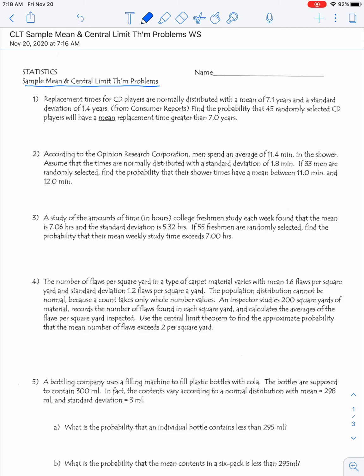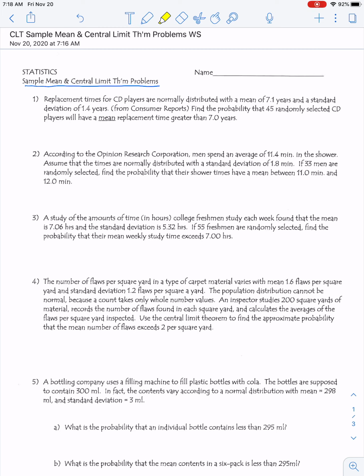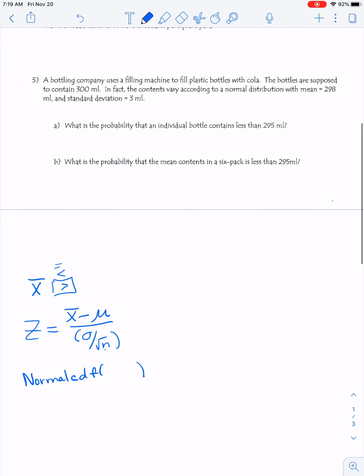So let me show you what I mean about the mean doing something. I'm going to look at this first question, and it says, find the probability that 45 randomly selected CDs will have a mean greater than 7. So 45 is an n, that's your sample size. As soon as it says the mean greater than 7, that means you have a central limit theorem problem, and you want to use this new z conversion that we've been working through this week.